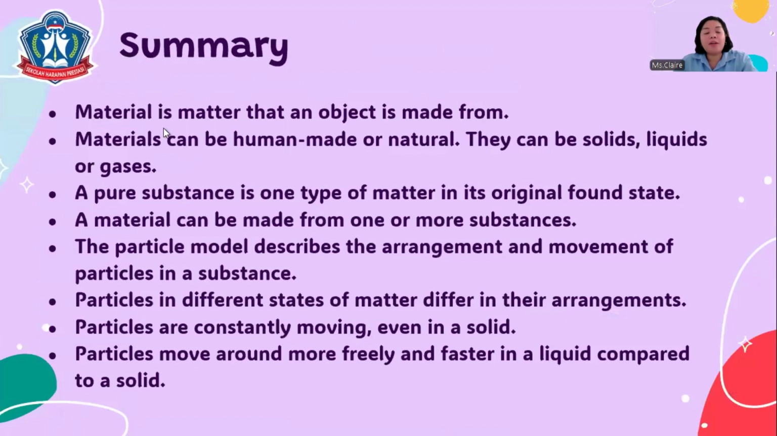For the summary of lesson A, material is matter that an object is made from. Materials can be human-made or natural. They can be solids, liquids, or gases. A pure substance is one type of matter in its original found state. A material can be made from one or more substances. The particle model describes the arrangement and movement of particles in a substance. Particles in different states of matter differ in their arrangement. They are constantly moving, even in a solid. Particles move around more freely and faster in a liquid compared to a solid.